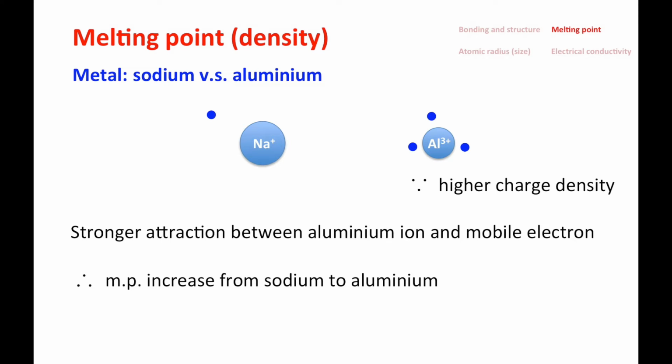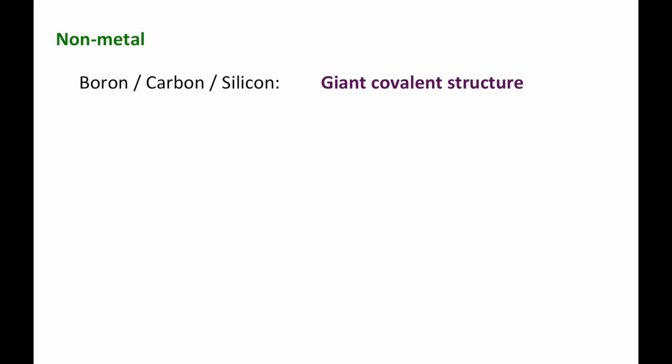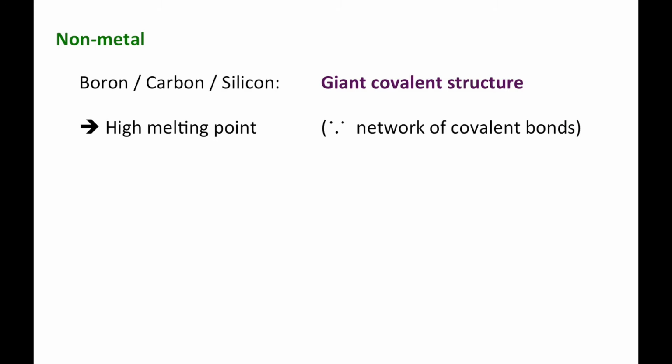and the melting point and density of the metal. That's why you can understand why sodium is so soft that it can be cut by a knife, but aluminium cannot. How about the non-metal part? Boron, silicon, and carbon, as we mentioned before, have giant covalent structures. So the melting point is high because they have a network of covalent bonds.